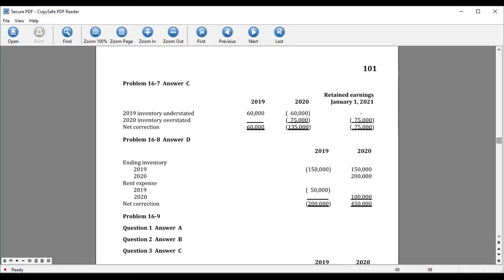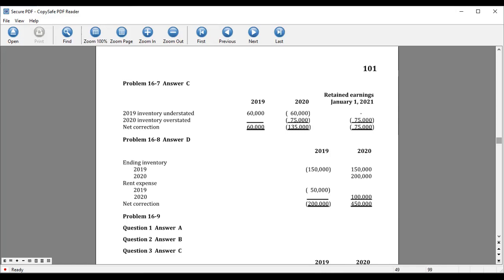Now, this is an example of a counterbalancing error: even if you do not correct it, the effect will counterbalance in the third year. In 2019, you have an addition. In 2020, a deduction, meaning zero effect on your retained earnings on January 1, 2021.